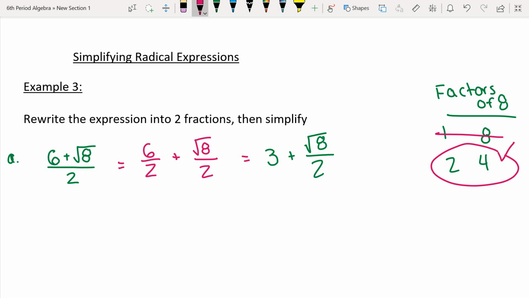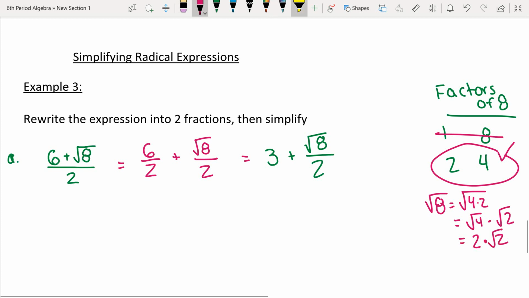So I can rewrite the square root of 8, and I'm kind of just going to show that work off to the side. I can say the square root of 8 is the product of these two numbers, so I can say square root of 4 times 2, which is the square root of 4 times the square root of 2 in 2 separate houses. Using our cheat sheet, square root of 4 is 2. So I say 2 times the square root of 2.